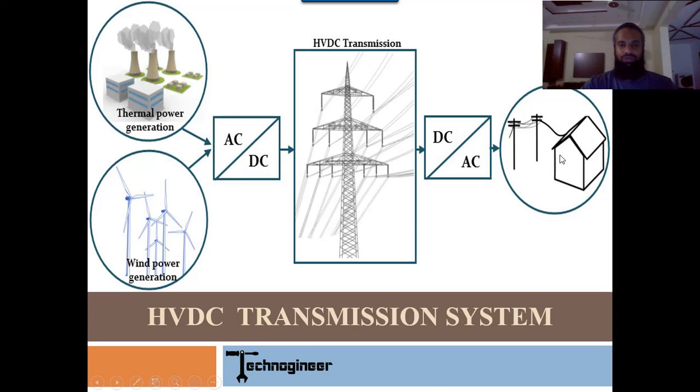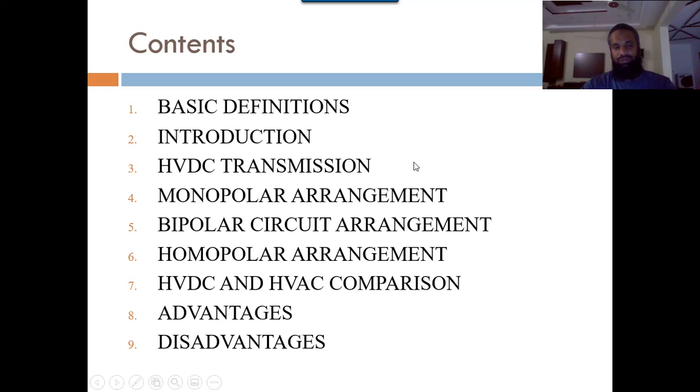So in this lecture we will study the basic definition of some important terminologies which are used in HVDC system, then introduction of HVDC system, what is HVDC transmission line, different types of HVDC transmission line which are monopolar arrangement, bipolar arrangement and homopolar arrangement, then comparison between HVDC and HVAC system, and then the advantages of HVDC system and disadvantages of HVDC system.